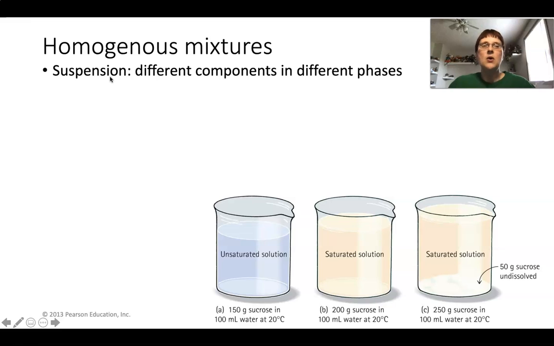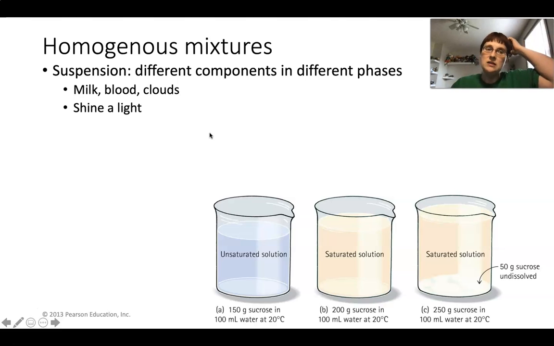A suspension is where you have generally two different things, like a liquid and a solid, mixed together. Those are the two different phases, liquid and solid, mixed so that it's difficult to distinguish them from each other. Examples of suspensions would be milk, blood, and clouds. Clouds would be an example of liquid and gas. These are difficult to look at and see the different phases because they are so well mixed together.